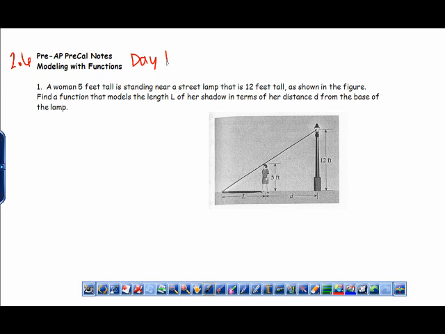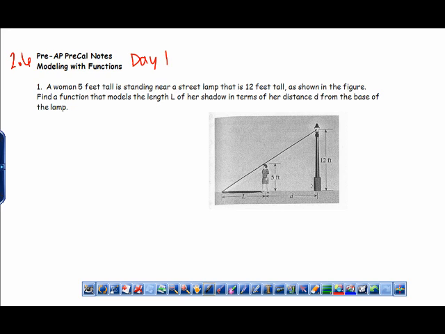So it says a woman 5 feet tall standing near a street lamp that is 12 feet tall, as shown in the figure. Find a function that models the length L of her shadow in terms of her distance D from the base of the lamp. Now, this type of problem you need to get used to, where there's more than one variable, but they're asking you to solve for a specific one. Now, first, let's just see if we can draw any kind of relationship.